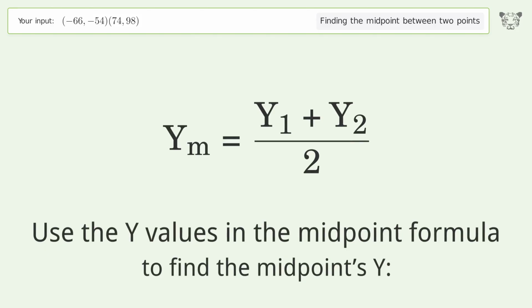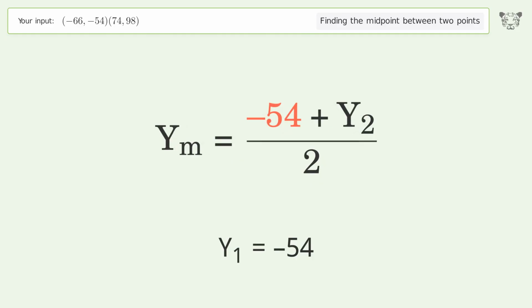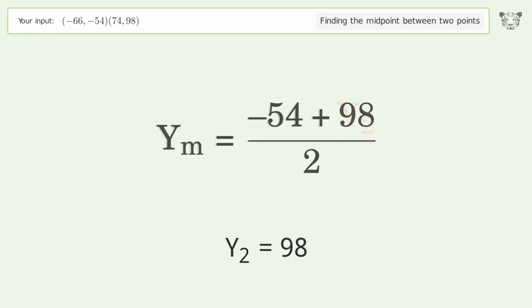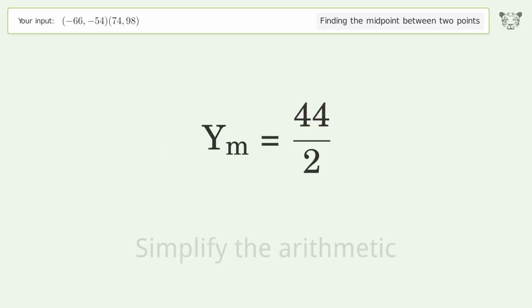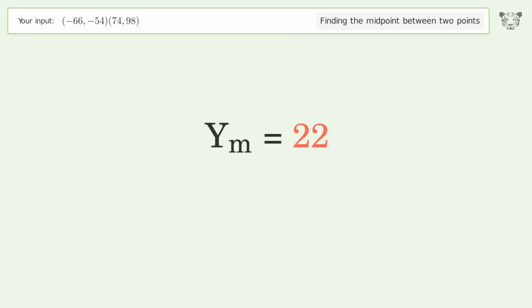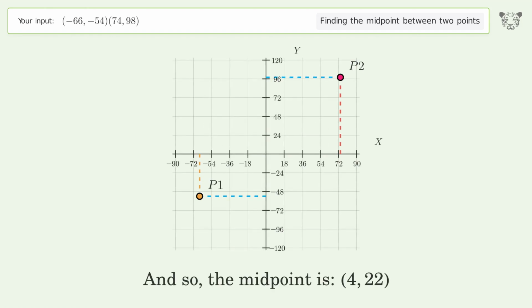Use the y values in the midpoint formula to find the midpoint's y. y1 equals -54. y2 equals 98. Simplify the arithmetic. And so, the midpoint is 4,22.